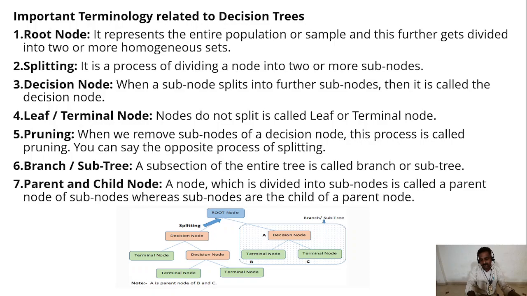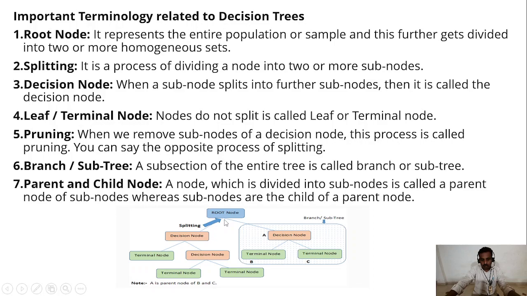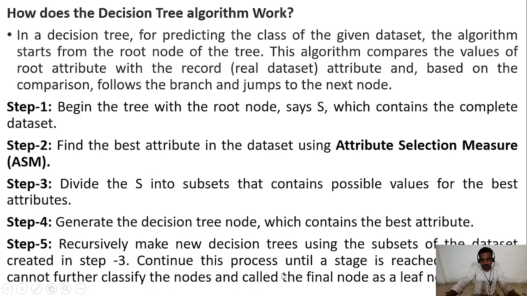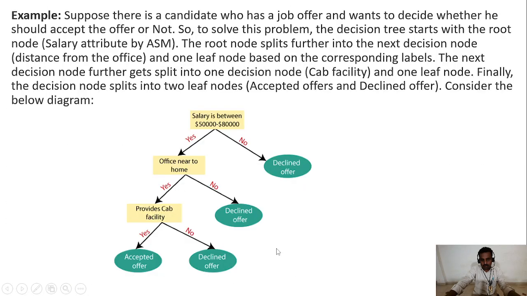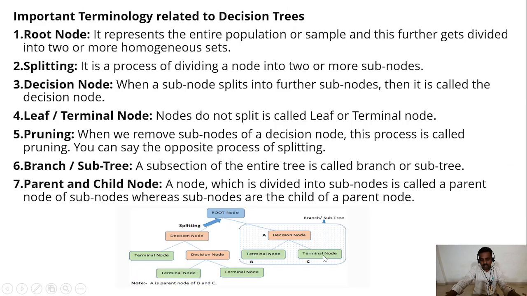Again here, decision node A can be divided into two nodes, B and C. B is the terminal node and C is the terminal node. Here A is the parent node of B and C. So this is converted with decision node.